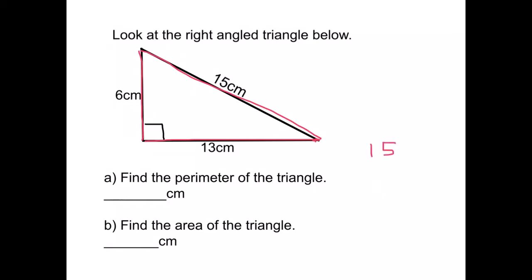So it is 15 plus 13 plus 6. 6 and 3 are 9, plus the 5 is 14. 1, 1 and 1 are 3. So my perimeter is 34 centimeters.